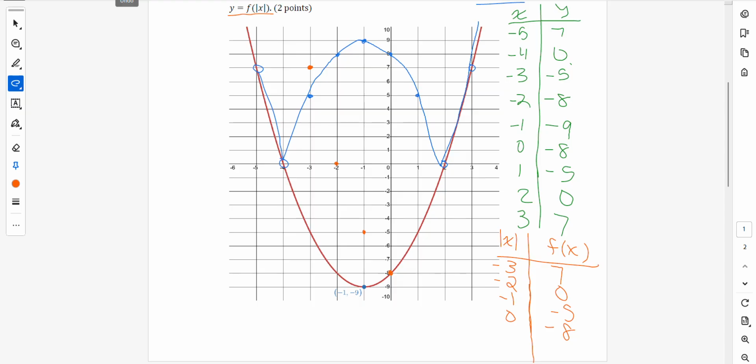The y-axis is an axis of symmetry. Yes. So now that I know what these 4 points are, it reflects it on the other side. So the graph looks like that.